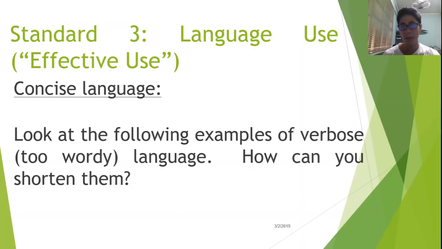In the following paragraph, you'll see a verbose form of language. Your job is to shorten these texts. So are you ready?